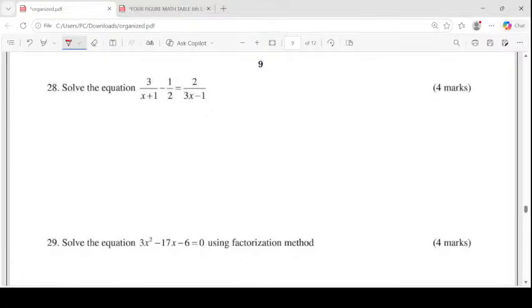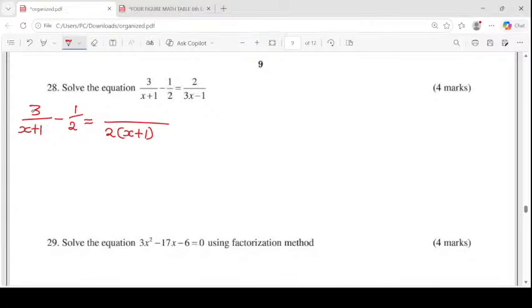Allow me to solve the left hand side of my equation. I want first to solve this one here: 3 all over x plus 1 minus 1 over 2. What is the LCM? The LCM will be 2 into x plus 1. Take the LCM, divide by the denominator. The x plus 1 and the x plus 1 will cancel out. I'll be left with the 2.